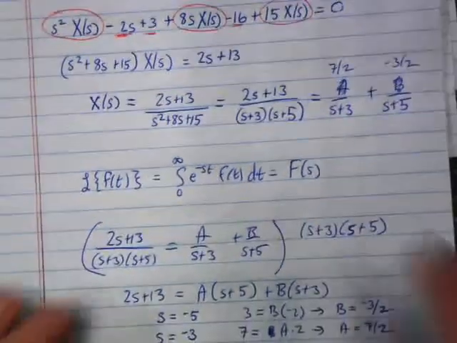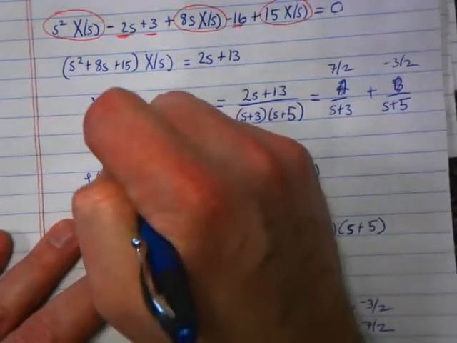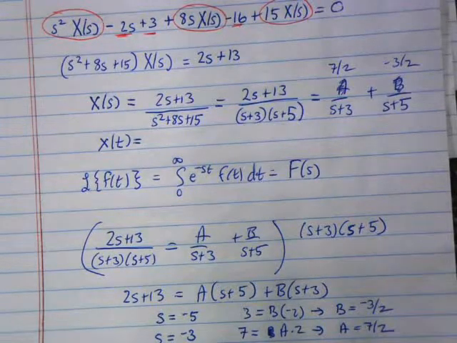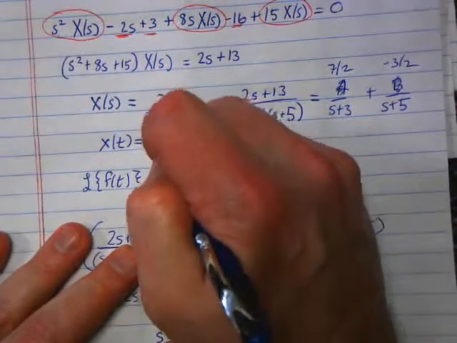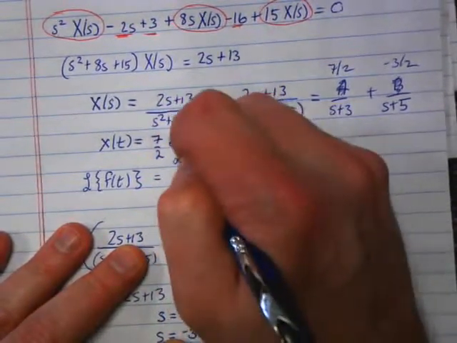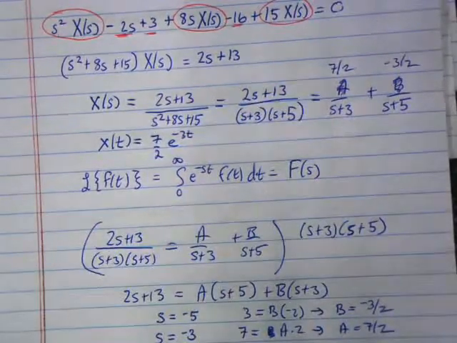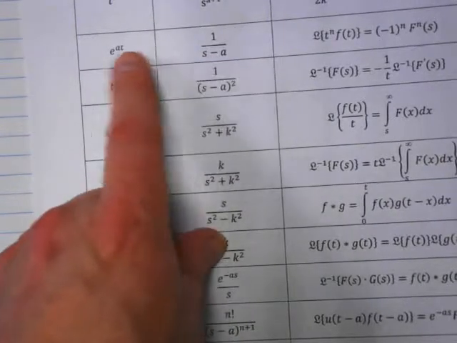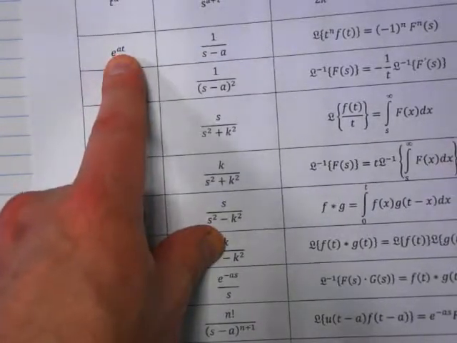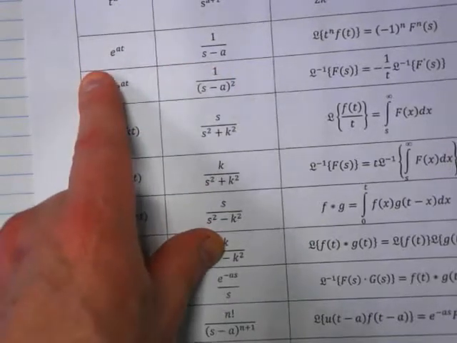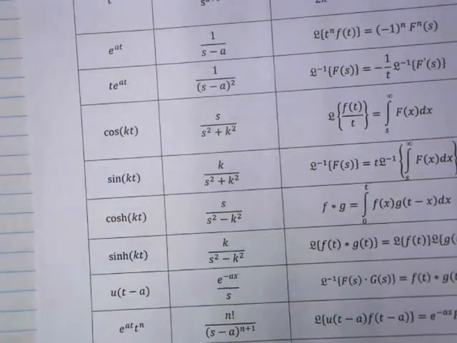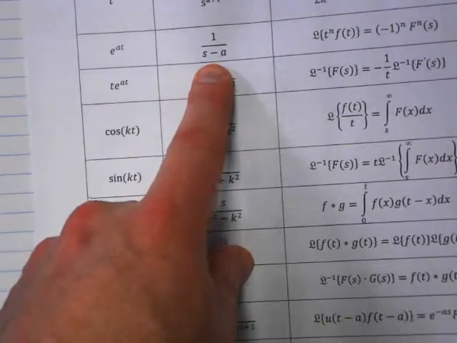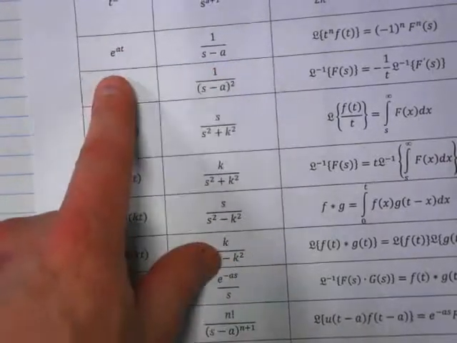The answer to the question is little x of t, the original function we started with. I do the inverse Laplace transform. I'm going to have 7 halves e to the negative 3t, because I'm using my cheat sheet here. S minus negative 3 on the bottom, that's e to the negative 3t right there. Oh, I don't have to integrate. This was a theorem that we proved already, that the Laplace transform of e to the at is 1 over s minus a.